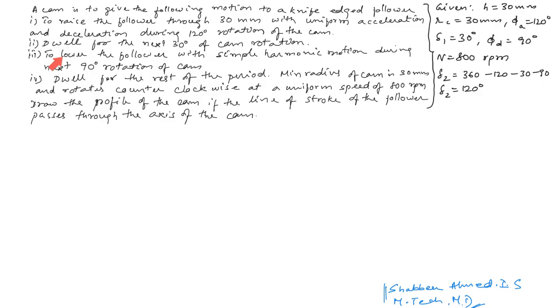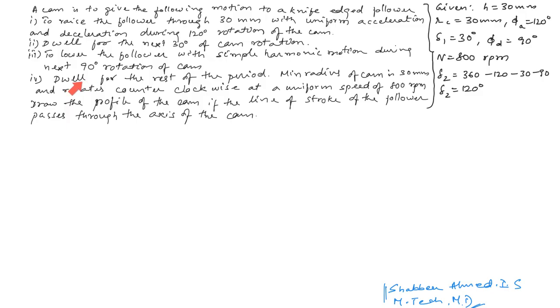Next, the follower must come down or descend with a simple harmonic motion during the next 90 degrees rotation of the cam. So this 90 degrees is the angle of descent. So phi d here is 90 degrees. This is delta 1, that is the dwell at the highest position. And next, for 90 degrees of rotation of the cam, the follower must come down, or it must fall, or it must descend. So the angle of descent is phi d, that is equal to 90 degrees.